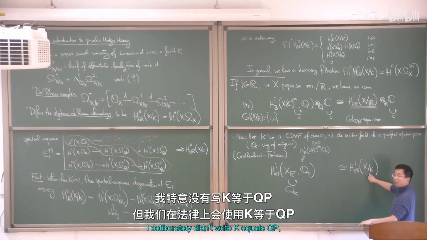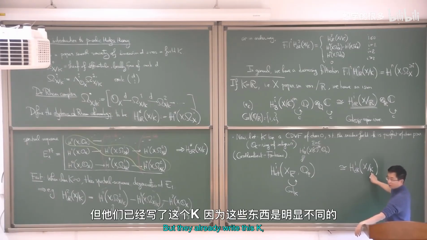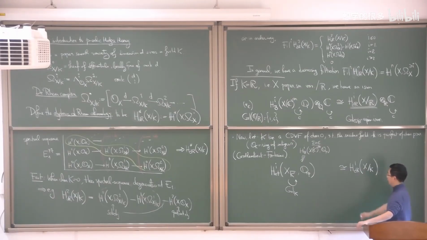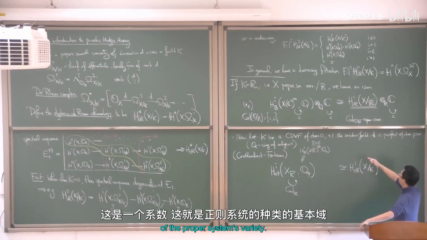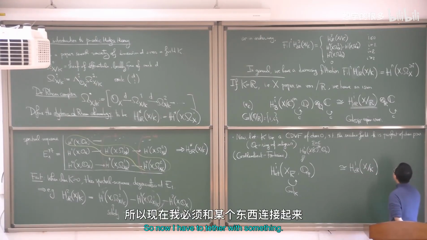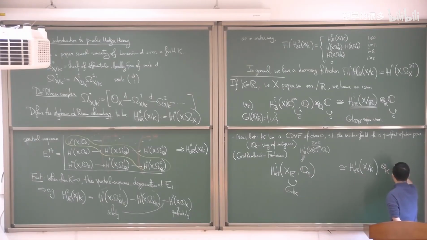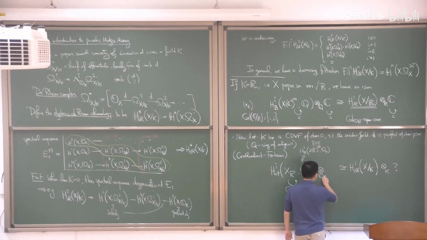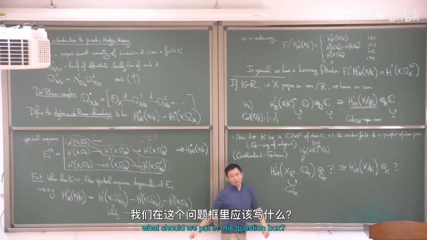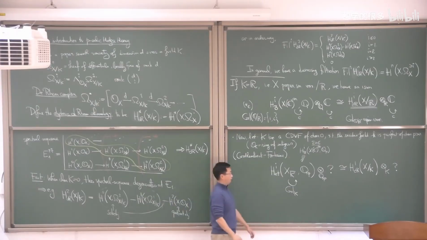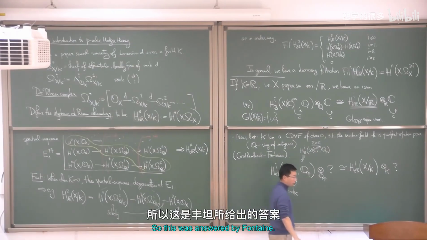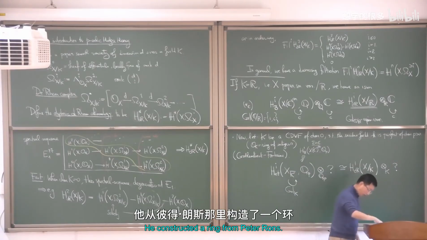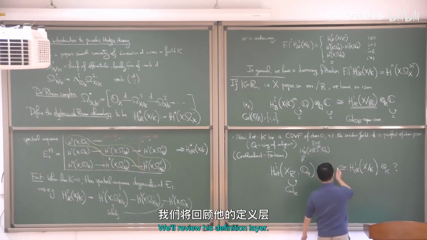I deliberately didn't write K equals Q_p, although our later application will be K equals Q_p. I deliberately write this K because these are intrinsically different things. This is a coefficient, this is the ground field of the smooth proper variety X. So now I have to tensor with something. Grothendieck's question was: what should be put in this question mark so that you have a comparison? This was answered by Fontaine. He constructed a ring called B_dR. We'll review its definition later.